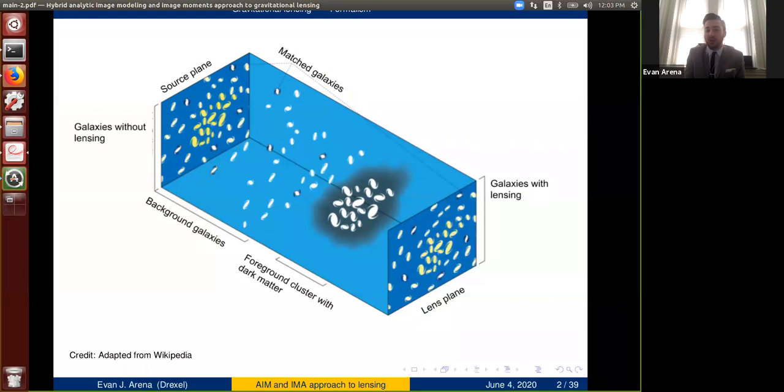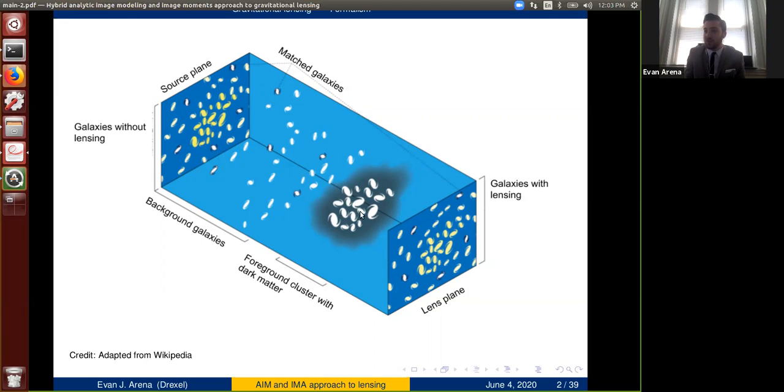So consider this diagram here. Over on the right is us, and on the left are some source galaxies that we are observing. In between us is a large, massive galaxy cluster with dark matter. As the light leaving a source galaxy passes by this large cluster, it gets bent, which means that this cluster acts as a lens.